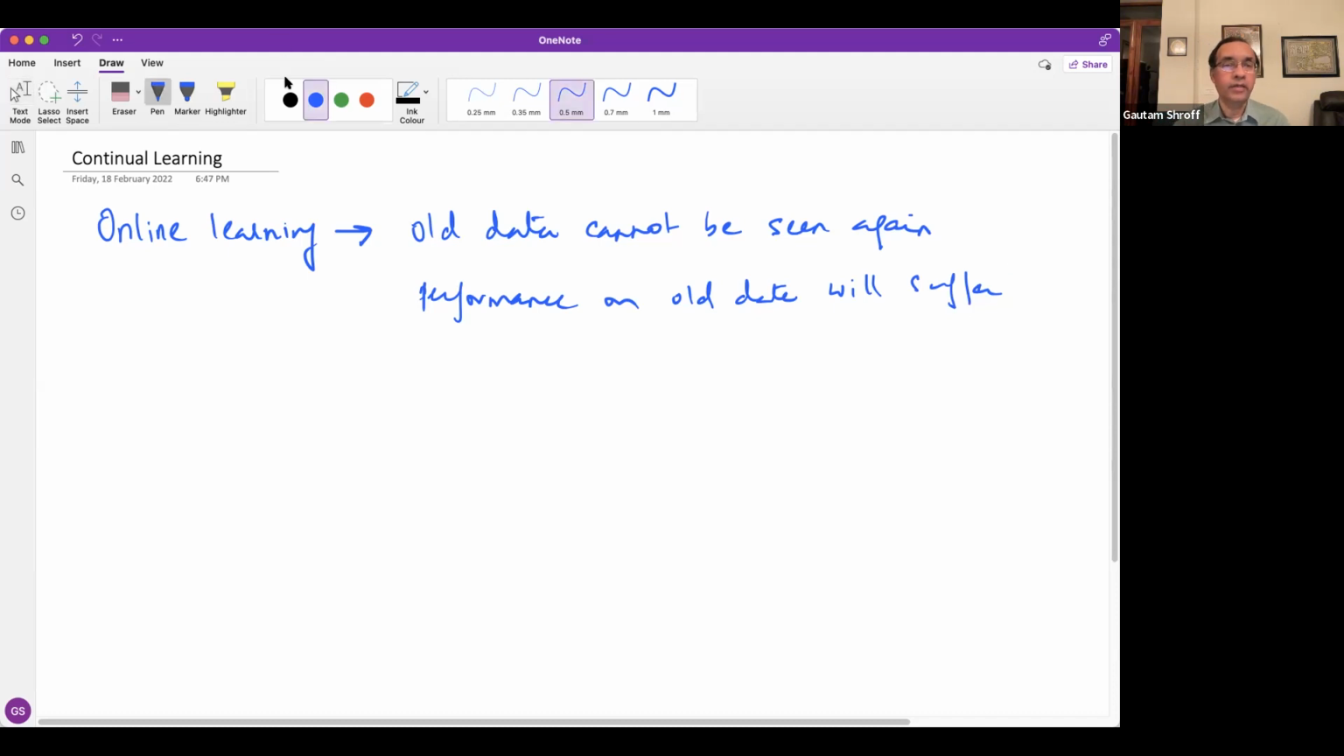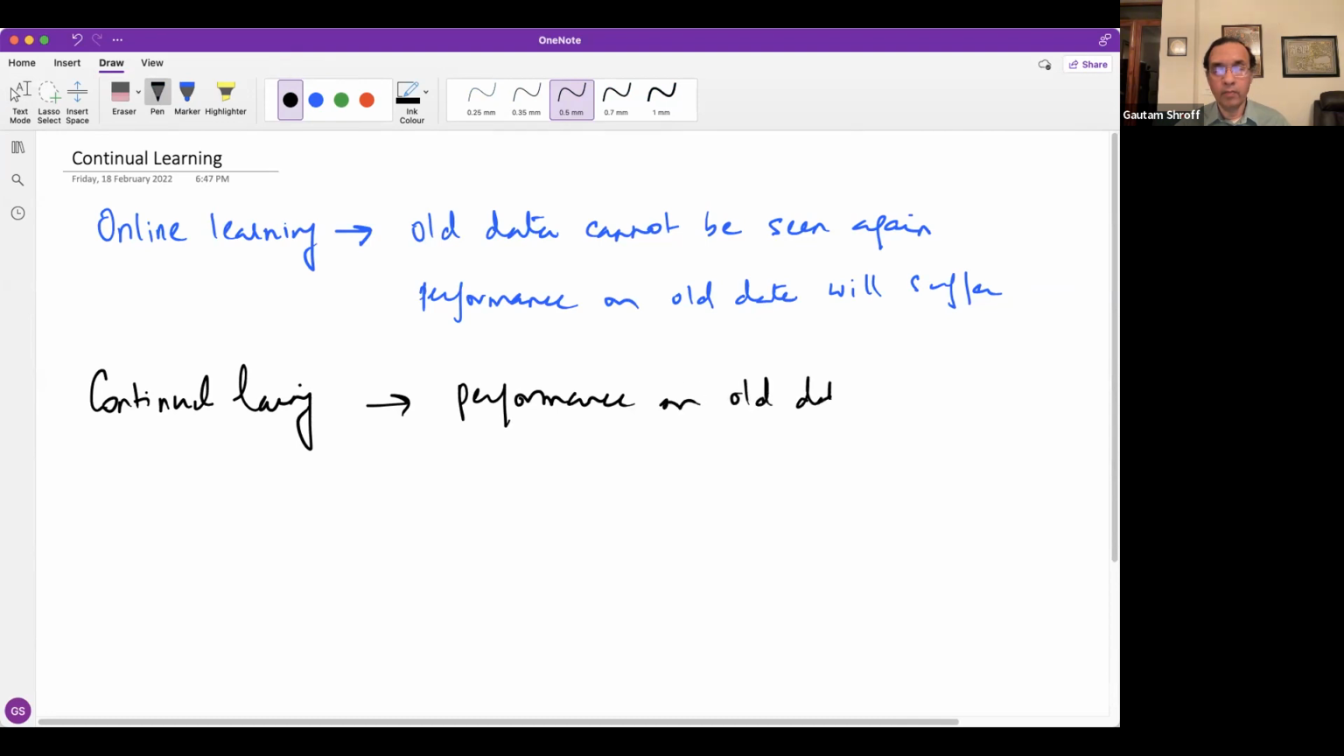Now, continual learning is similar to this, but the performance on old data matters. I'll explain the situation in the context of meta learning in a minute. So you don't want to forget. So you want to avoid that.